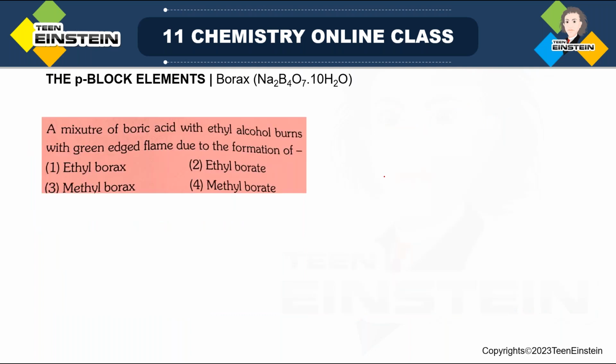So related to this, we have a question here. A mixture of boric acid with ethyl alcohol burns with a green edged flame, and that is because of formation of ethyl borate. Remember, B(OEt)3. If you had taken methanol, then it would be methyl borate, but we have taken ethanol, so it is ethyl borate. This is the correct option, not ethyl borax or methyl borax. There are no such terminologies.